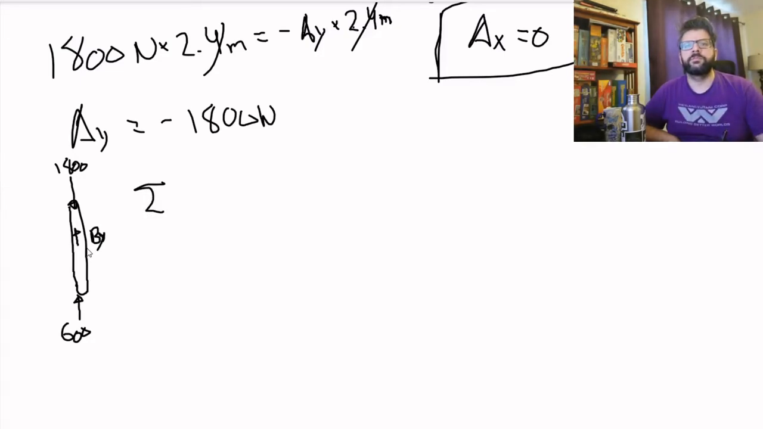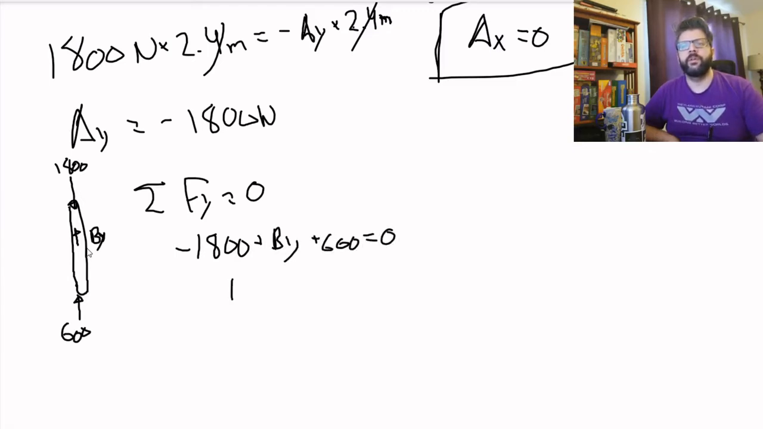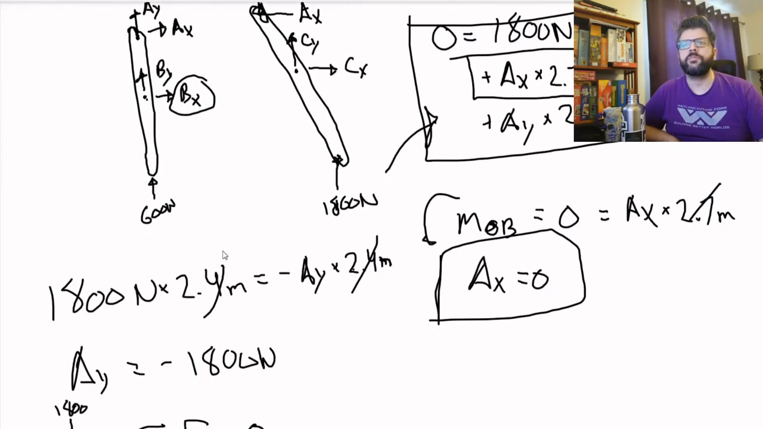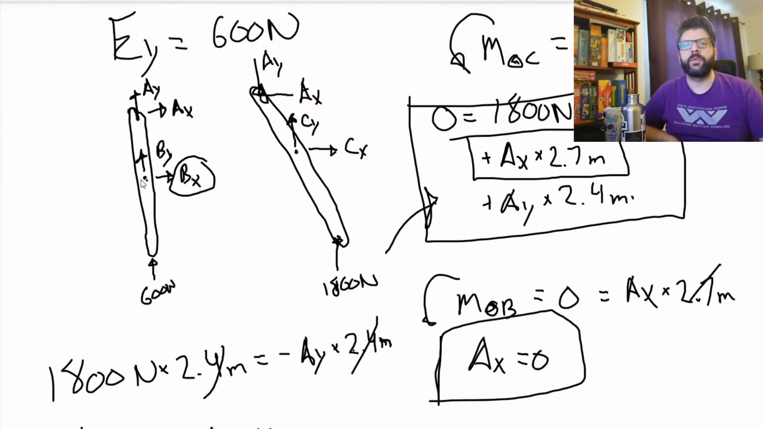So, sum of the forces in the y direction is equal to 0. That means that we have a negative 1800 plus BY plus 600 is equal to 0. So that gives us a BY of 1200 newtons. So we're starting to chip away at this thing, right? So we got BY. We know BX is 0.